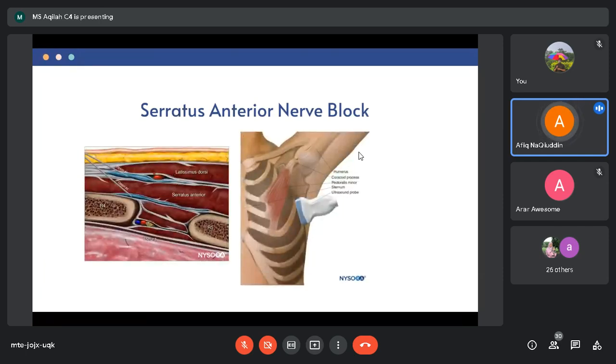As we can see here on the left diagram, we put the needle between the latissimus dorsi and the serratus anterior muscle.